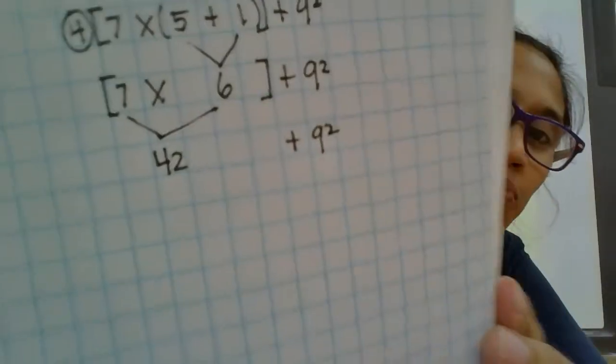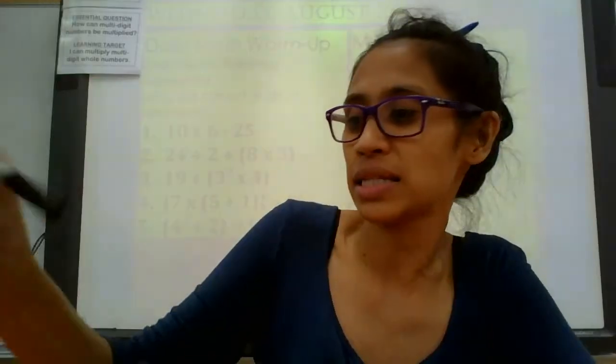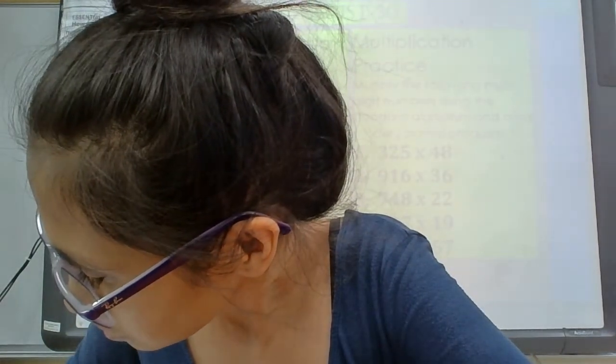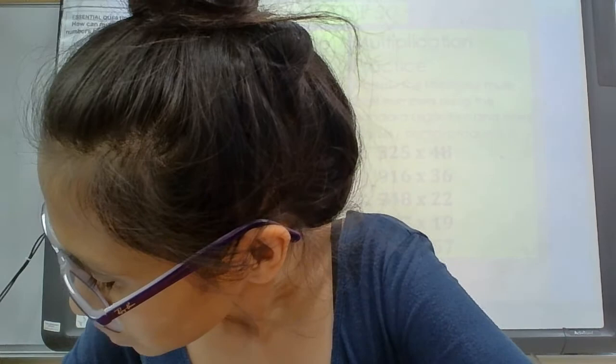And then plus what? 9 to the second power. Just like that. Now we can do our exponent. 9 to the second power is 9 times 9, 81. So I have 42 plus 81, just like that.